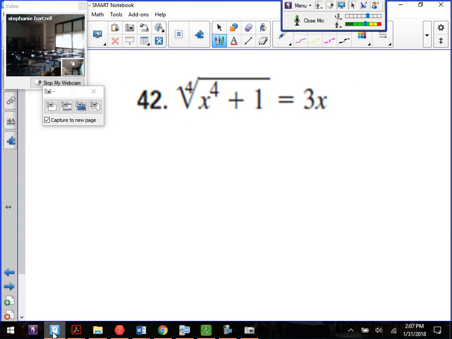So to undo a fourth root, you fourth it. So if you fourth both sides, the fourth root of something to the fourth is just the something.